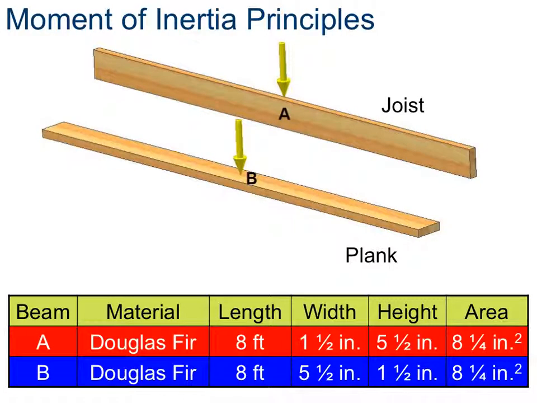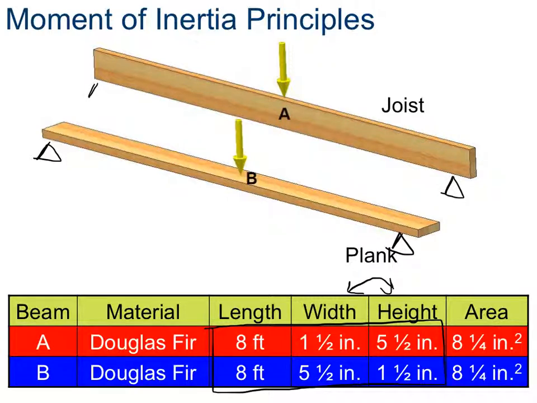All right, so here we have two beams. We've got A, which is a joist because of the way that it's positioned, and B, which is a plank. Now, if you notice, if we're looking here at their dimensions, the dimensions are the same with the difference of the width and the height being switched because of the orientation of the beam. The area is the same, okay? So when you look at that, if you think about them both being on supports, and then let's say somebody stands on it that weighs 140 pounds, okay, which one is going to bend more?